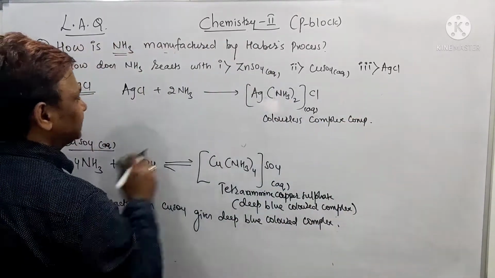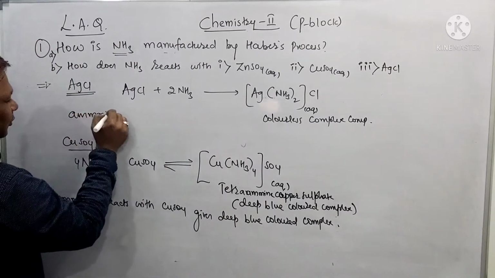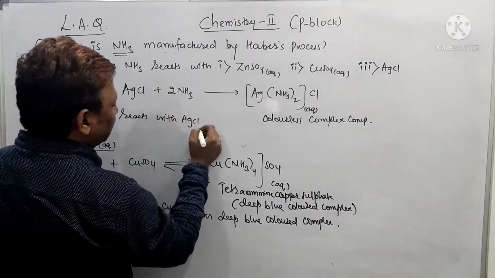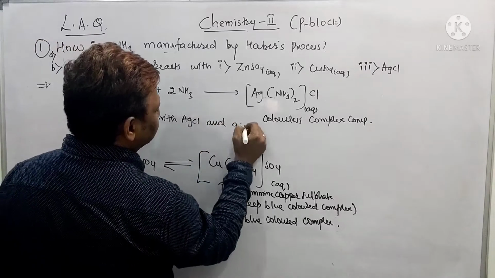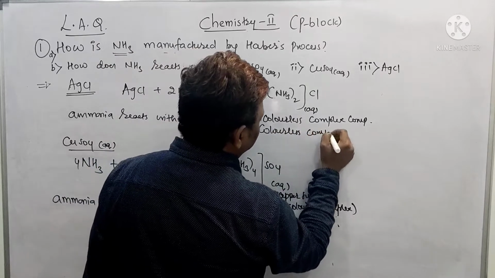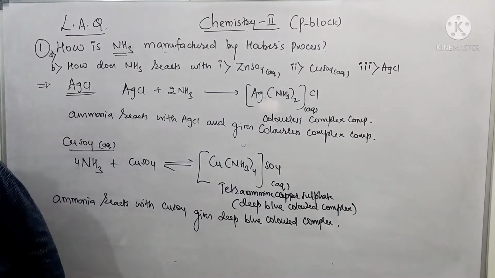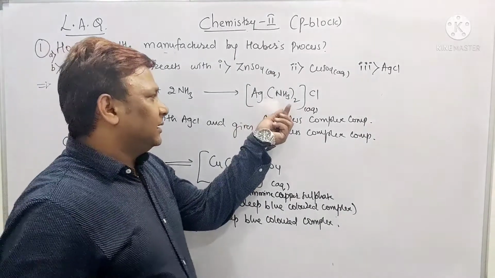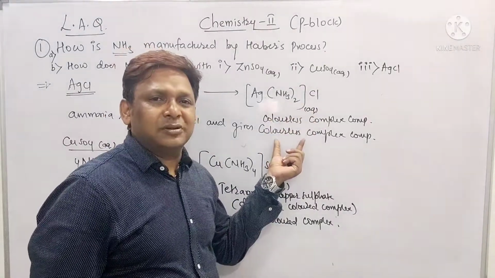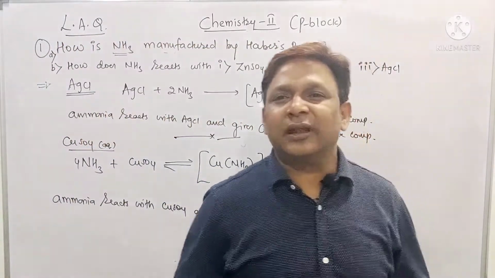How to write the statement, sirs? Ammonia reacts with AgCl and gives colorless complex compound. But which colorless complex compound did we get? Actually, this is diamine silver chloride. But instead of writing the name, if you write colorless complex compound, it is enough to score the 8 marks. So this is the one question, beta, which I did for 8 marks.